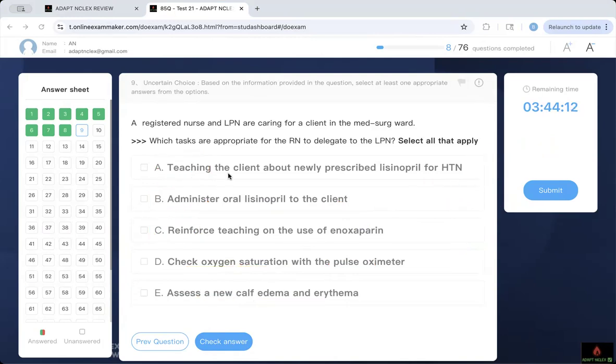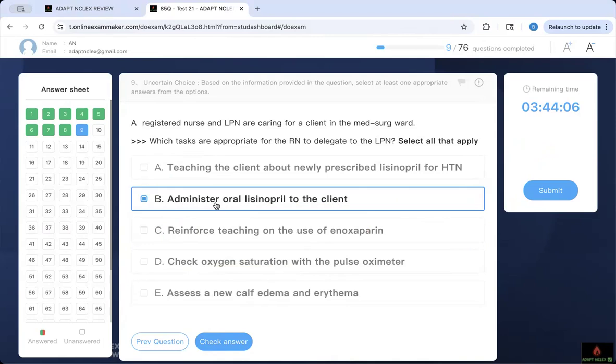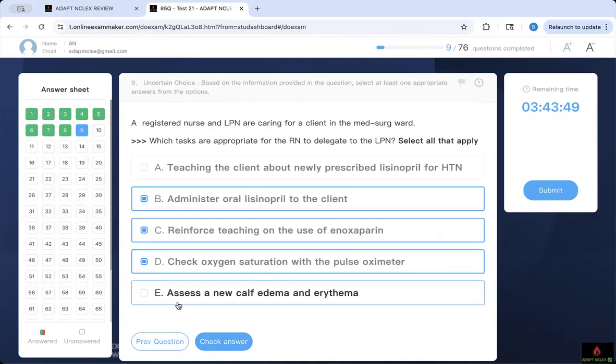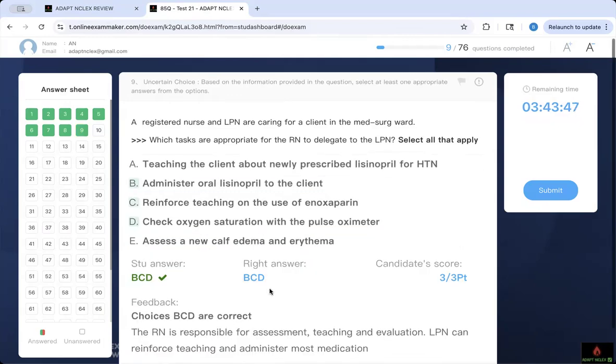I cannot provide teaching. I'm an LPN. I can reinforce that teaching. I can give most medication. I can reinforce that teaching. Check oxygen saturation with the pulse oximeter. Of course, I'm checking vitals with the pulse oximeter. That's like UAP. There's no UAP there. I should be able to do that, right? Straightforward. Assessing a new thing, RN can do that. It's not my job now.